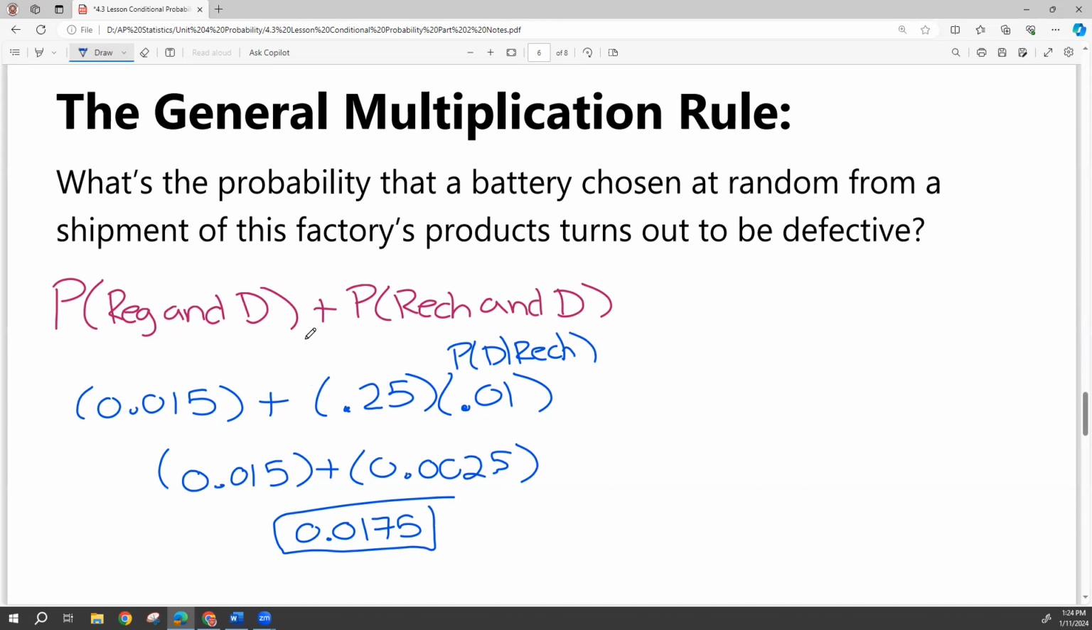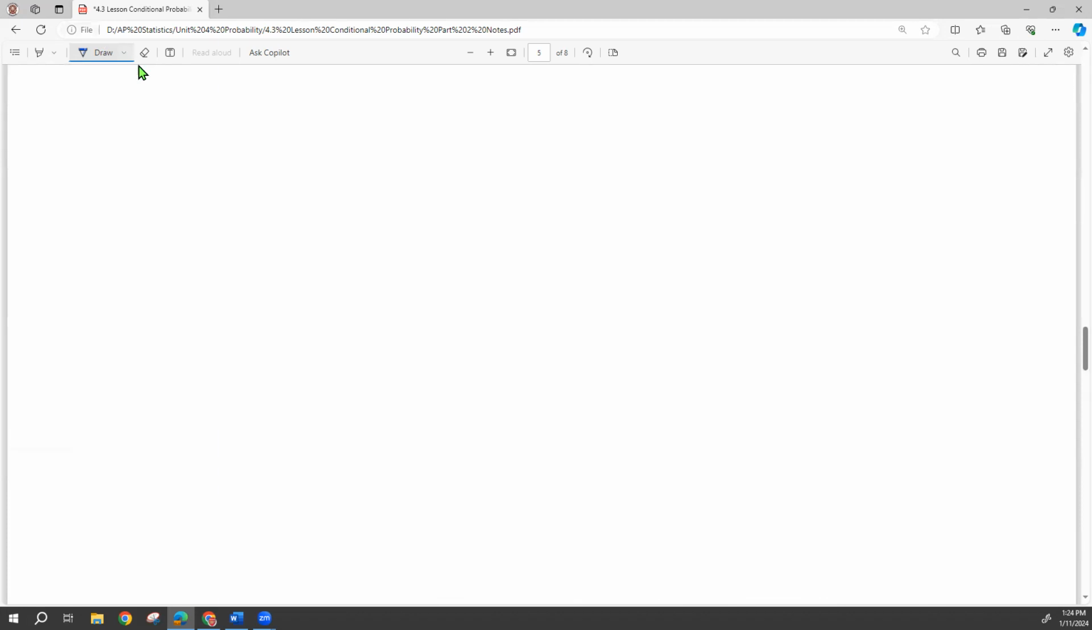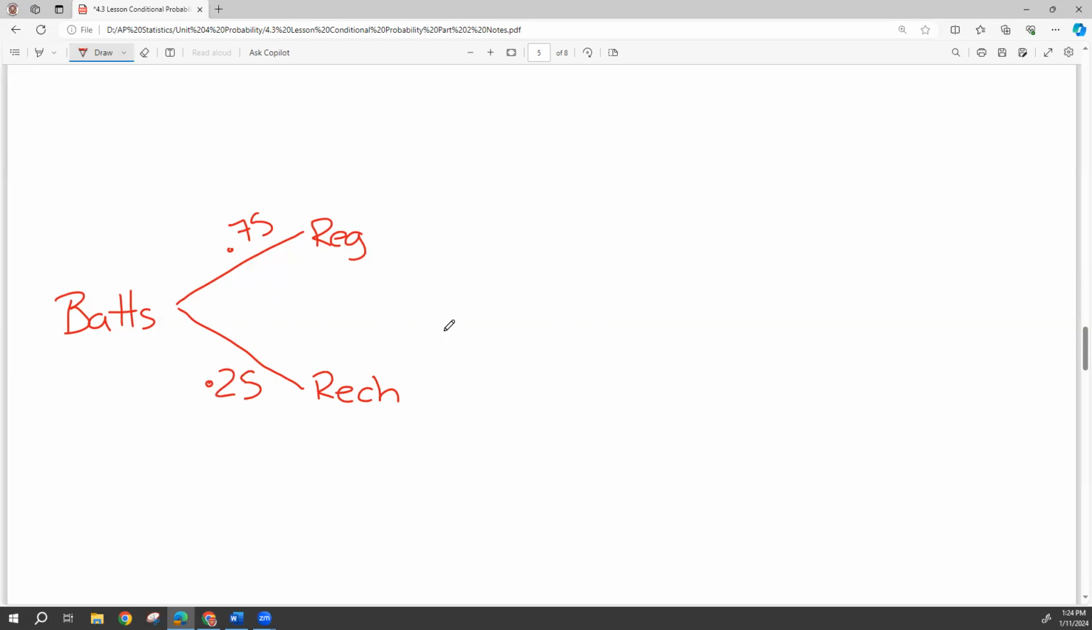And so I've been using the formula, and I want to point out a way that we could use a tree diagram to sort of map out these scenarios if you need a visual. So we have batteries, and then some of them are regular batteries, and some of them are rechargeable. I'm going to write my probabilities on here. So 75% regular, 25% rechargeable. We have some batteries that are defective, that are regular, and some that are not. I'm going to call them D complement.